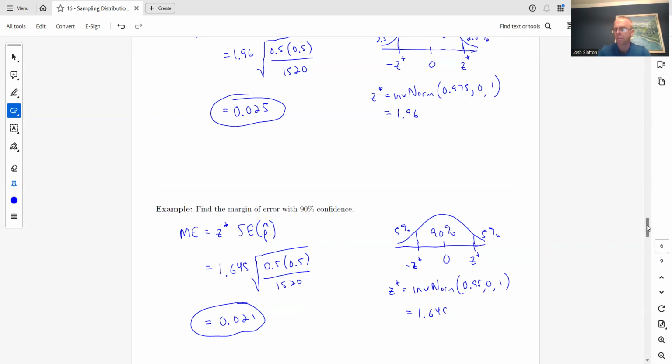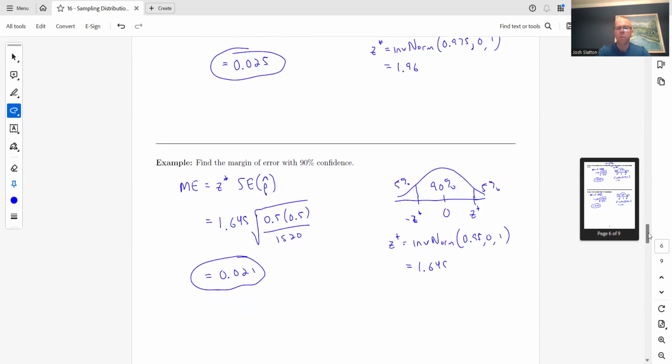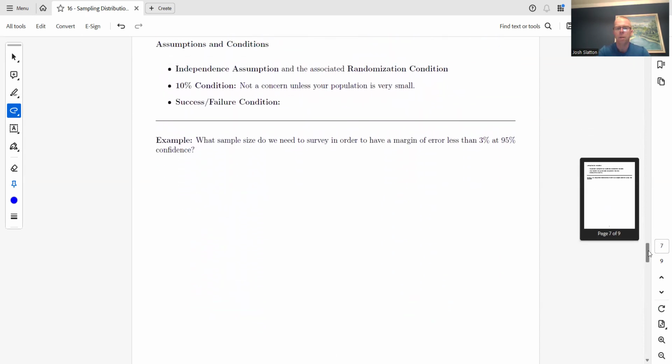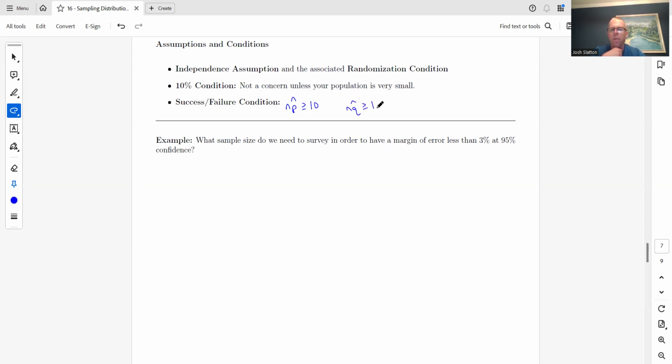In the same way. All right, so assumptions and conditions again. These are the same as what we looked at in the first video in this chapter. Independence assumption and randomization. 10% condition. Again, your sample should be less than 10% of the population, and then success failure condition. N times p hat should be greater than or equal to 10. N times q hat should be greater than or equal to 10. So these are the same as what we saw when we were looking at the sampling distributions. The only difference is now we don't know p, so we're using p hat, but same idea.